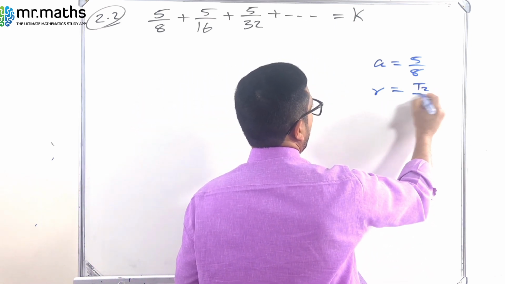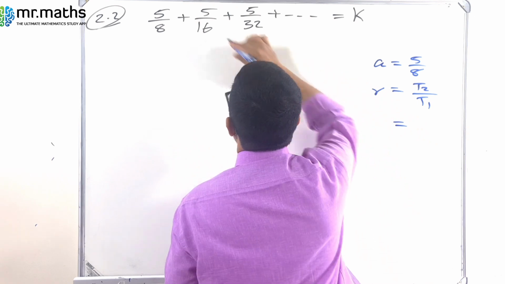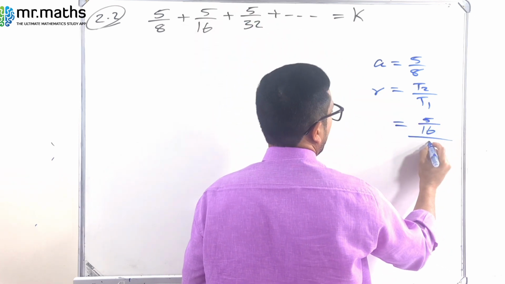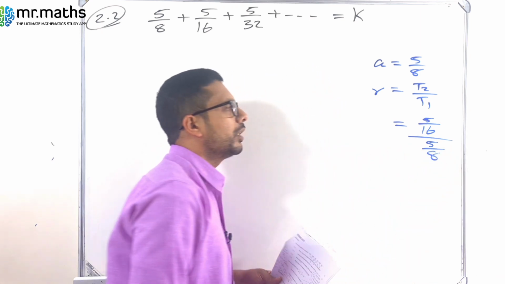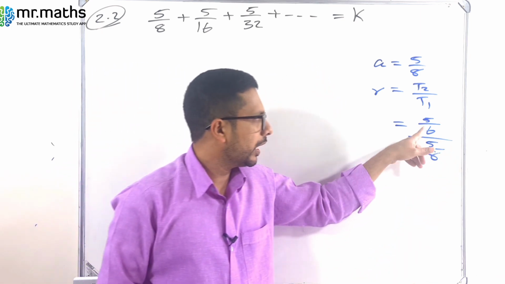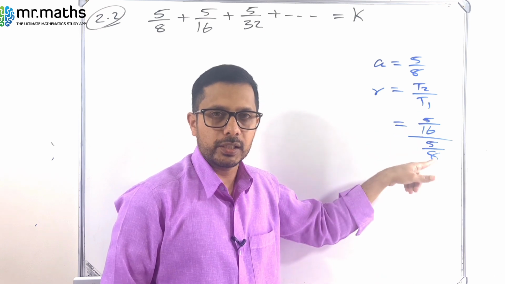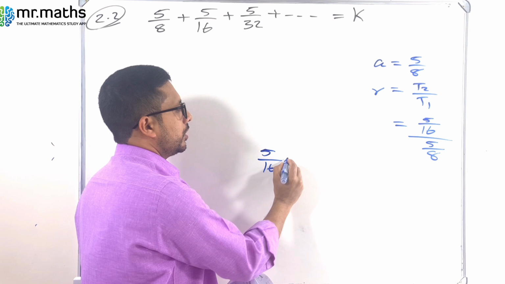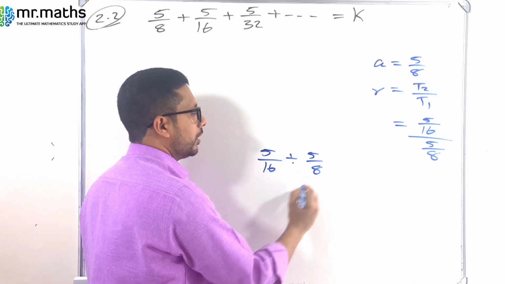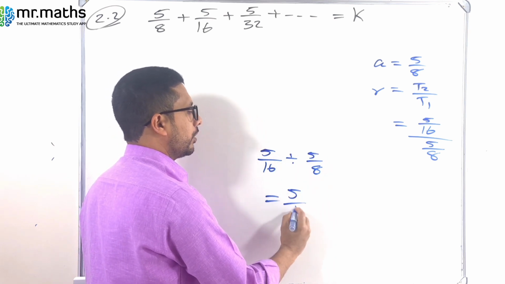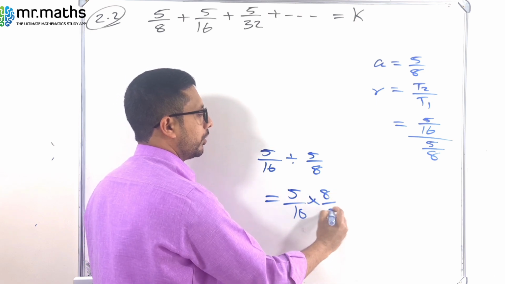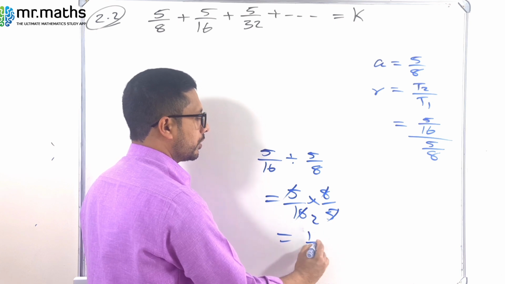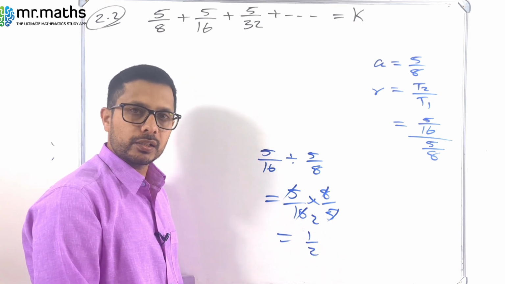Okay, so what is the common ratio here? Second term divided by first term. So what is the second term? 5 over 16 divided by 5 over 8. So in your calculator, try to type exactly like this. Try to practice like that. So it is division of a fraction. Then 5 over 16 times 8 over 5. Then 5 cancel. Then 16 by 2. So it is 1 over 2. You can do it like that, guys. Okay, you will get the answer.